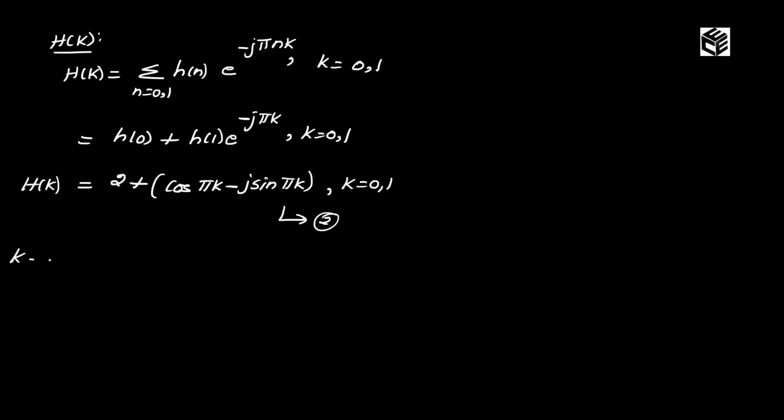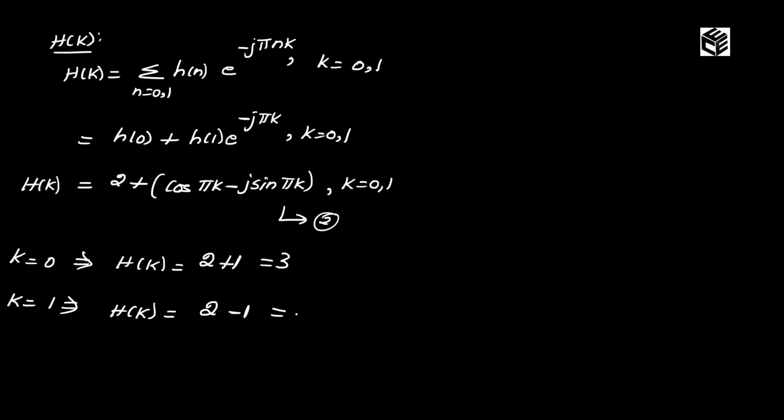Now I am going to apply the value of k as 0. I will get the answer as h of k is equal to 2 plus 1. That is equal to 3. And also k is equal to 1. I will get h of k is equal to 2. And the value of cos pi is minus 1. So 2 minus 1, this is equal to 1. So the value of h of k is equal to 3, 1. Now I have calculated what is x of k and what is h of k. Step 2 is over. We are going to step 3.